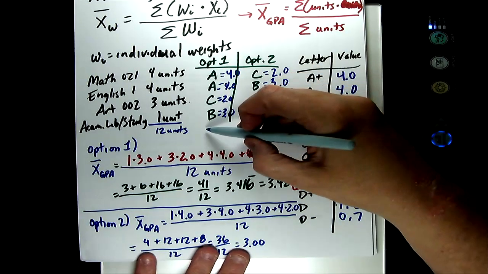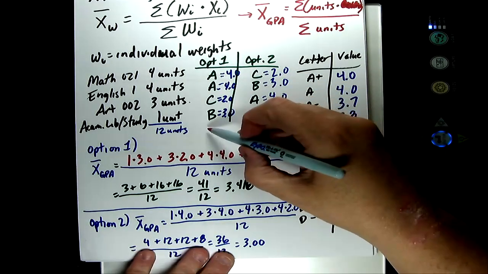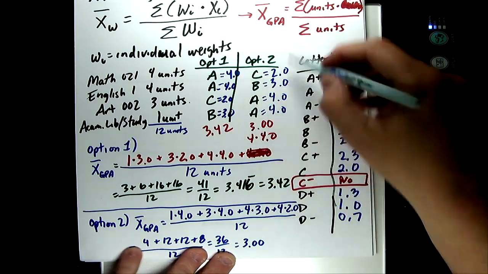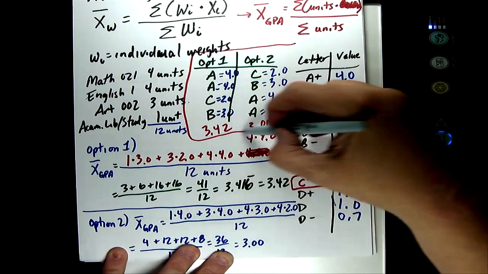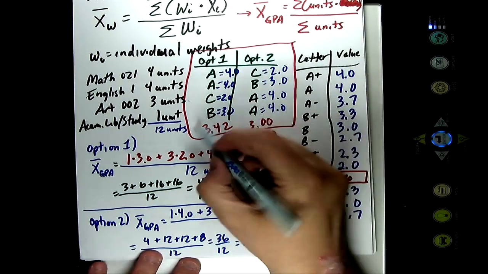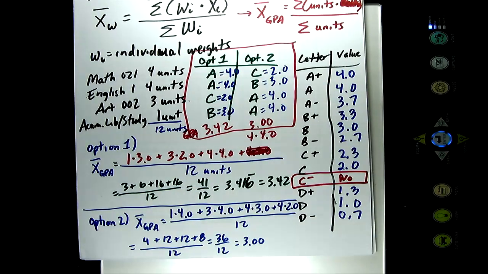So option 1's GPA was 3.42, and this one was 3.0. And note, the report card says the same thing. 2 A's, 1 B, 1 C. The GPA is drastically different.